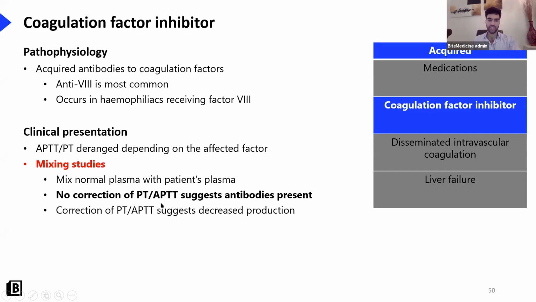So that's how you differentiate between an antibody-mediated process, which is also known as coagulation factor inhibitor, and decreased production of clotting factors. So just to go over that one more time, because that's quite important to understand, you get a normal plasma and the patient's plasma, and you mix them together. If you have correction of the PT or the APTT, that just means the patient was lacking a particular coagulation factor. If you don't have correction, that means the patient has antibodies which are attacking the donor plasma and attacking the donor clotting factors.